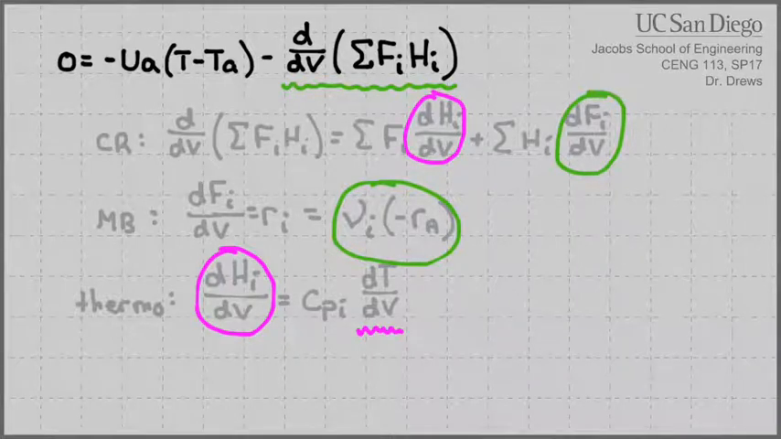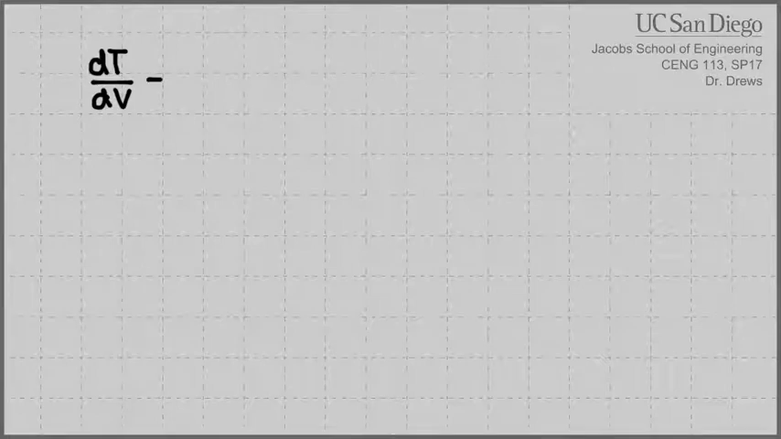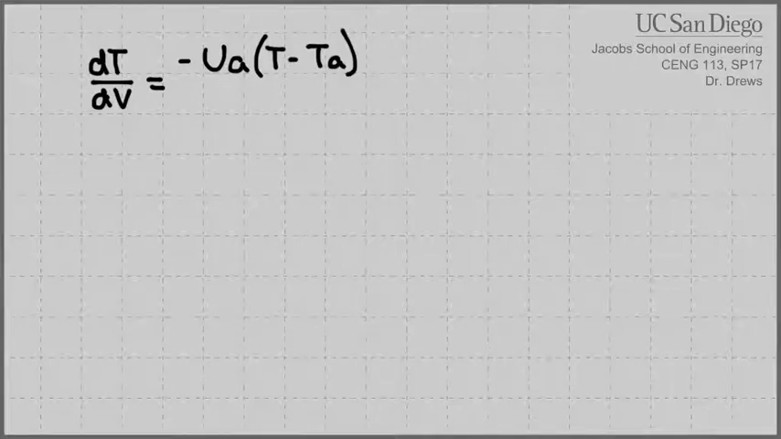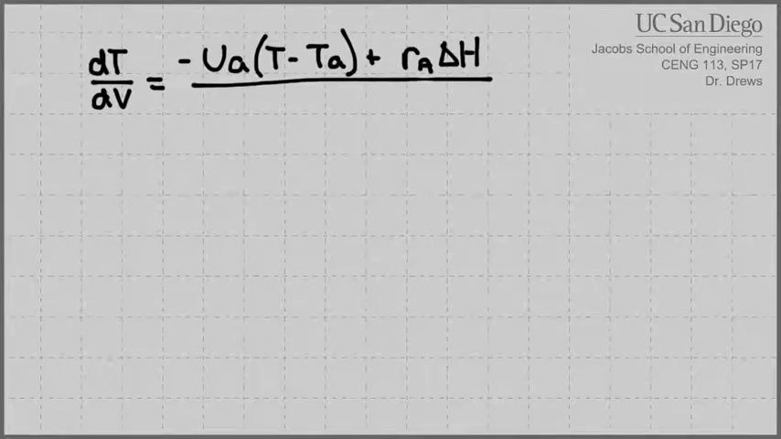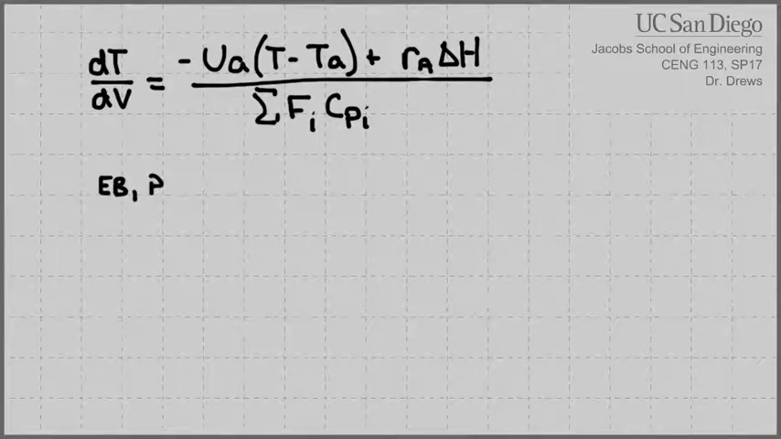And then we put both of those inside of our energy balance, and we end up with the working equation that we need, which is exactly that expression that I showed you at the beginning of the class, which is dT dV is equal to minus UA times T minus Ta plus Ra delta H, divided by the sum of the flow rates times Cpi. That UA T minus Ta term is our Q term. So this is our energy balance on a PFR at steady state with no shaft work.